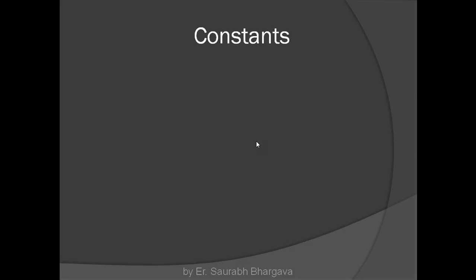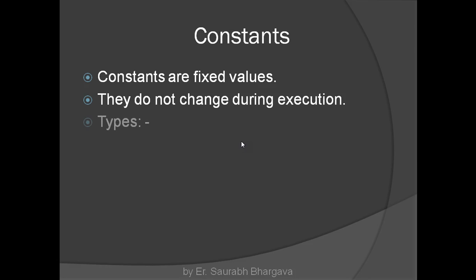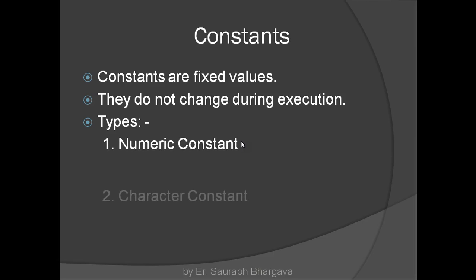Constants in C language. Constants are fixed values. Even they do not change during the execution of the program. Types of constants. Basically, there are two types of constant: numeric constant and character constant.